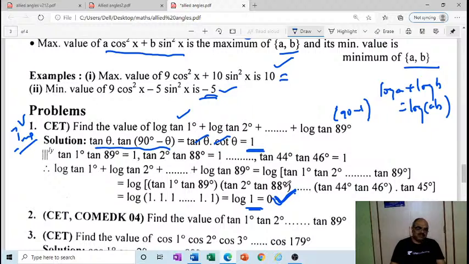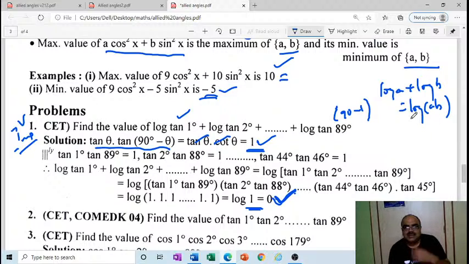Please understand the sum properly. What are we trying to do first? Tan theta into tan of 90 minus theta. Tan of 90 minus theta is cot theta. Tan theta into cot theta is 1. So tan 1 into tan 89 is 1. Tan 2 into tan 88 is 1. Tan 44 into tan 46 is 1. Now the sum as they have stated, let us write down completely. Then you know that log of A plus B is written as log AB.